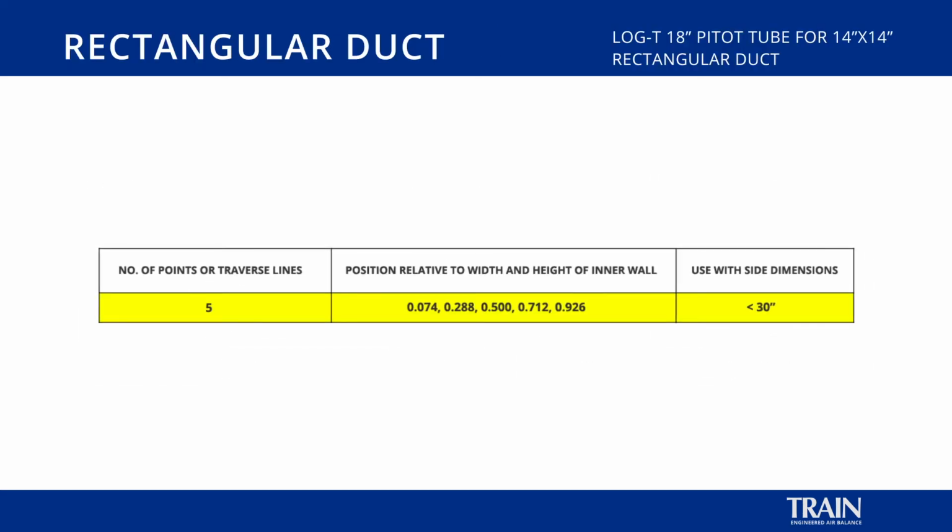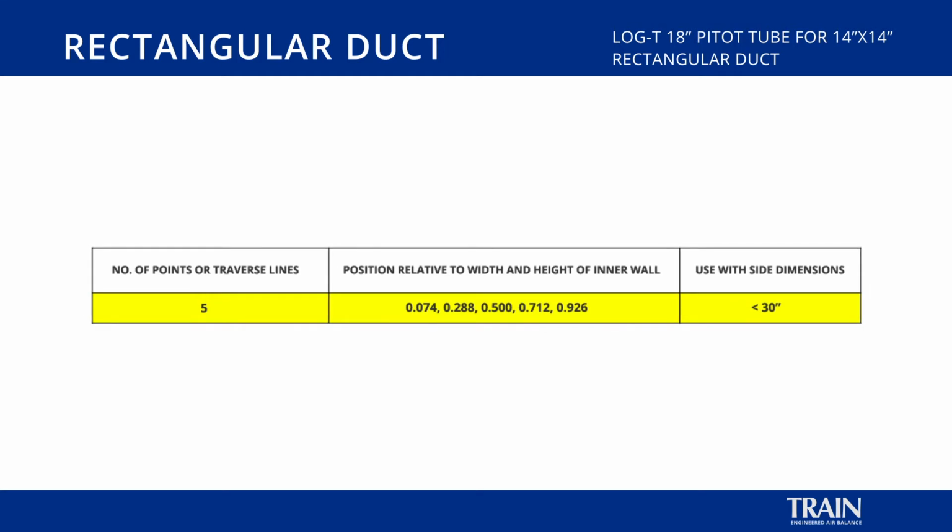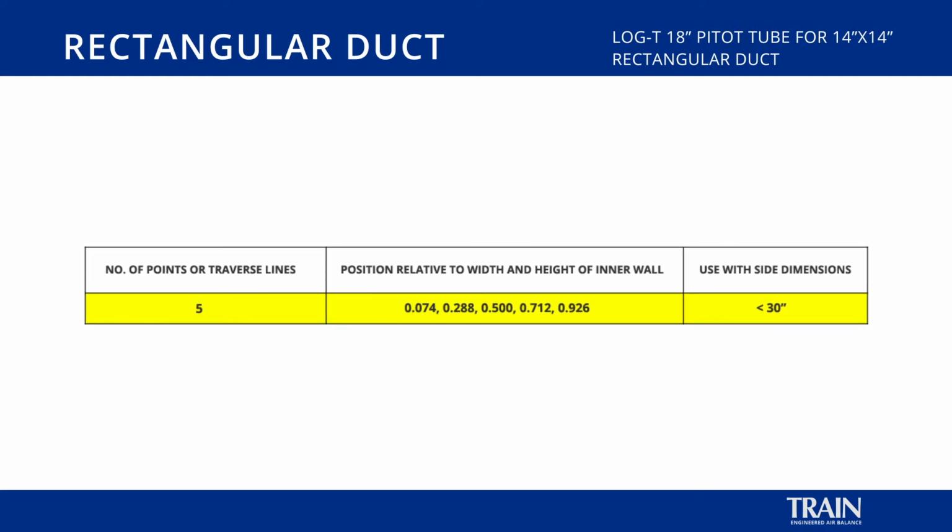Today, for this real-world example, we have chosen to perform a pitot tube traverse on a 14 by 14 inch non-insulated duct. We have decided also to perform a 5-point traverse instead of a 3-point. It is a technician's discretion to increase the number of points for the traverse if they see that it may be required.